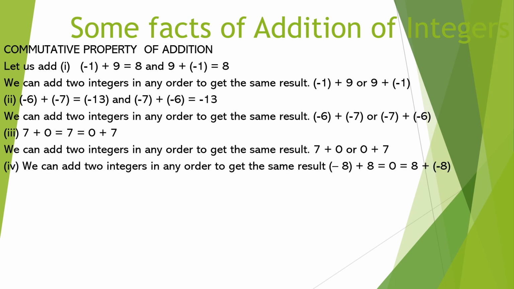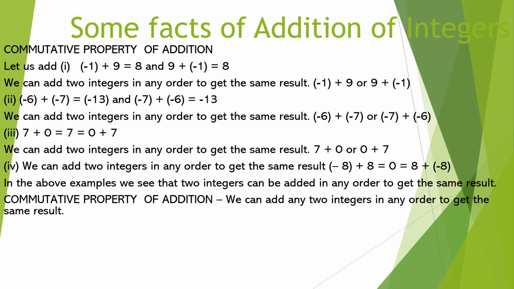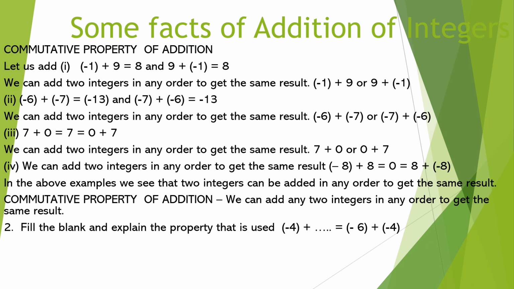Now let's add two integers minus 8 and plus 8. What is the answer? 0. And if we add 8 and minus 8, then also we get 0. So in the above examples, we see that two integers can be added in any order to get the same result. This property we call commutative property of addition. We can add any two integers in any order to get the same result.